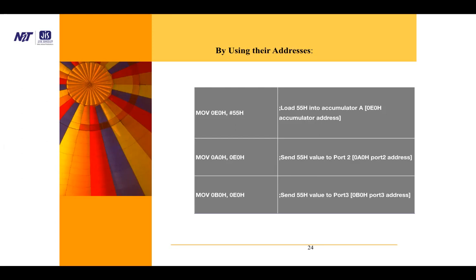Using addresses: MOV 0E0H, #55H loads 55H into accumulator A, since 0E0H is the accumulator address. MOV 0A0H, 0E0H sends the 55H value to port 2, where 0A0H is the port 2 address. MOV 0B0H, 0E0H sends the 55H value to port 3. 0B0H is the port 3 address.